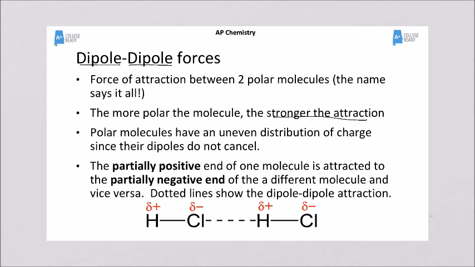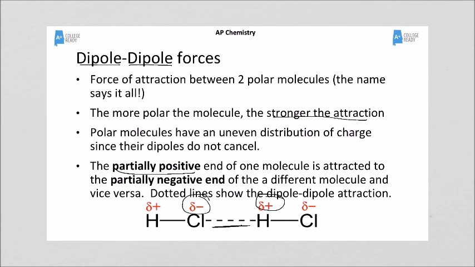Okay, so remember, polar molecules do have a permanent dipole and an uneven distribution of charge because they don't have dipoles that cancel, like in a nonpolar molecule. And notice the partially positive end of one molecule, like here, is attracted to the partially negative end of a different molecule. So this dotted line right here, that is our dipole-dipole force of attraction.